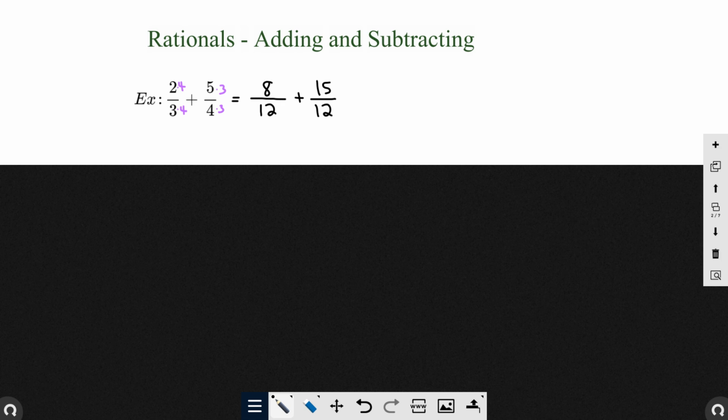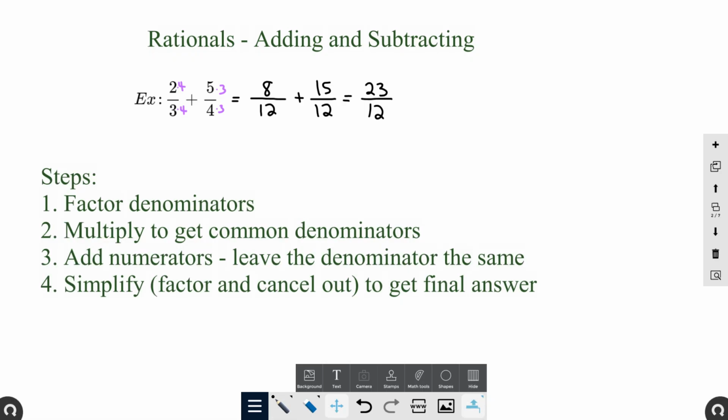And then I can add those together. And how do I add fractions now? Add the numerators. What about the denominator? It stays the same. So 8 plus 15 is 23. And then at this point, I need to check to see if I can reduce that fraction, right? So can I reduce 12 and 23? No. So that's what we want to do now when we have polynomials in our fractions, when we have our rationals. We got to get common denominators. We add the numerator, keep the same denominator, but then simplify at the end.